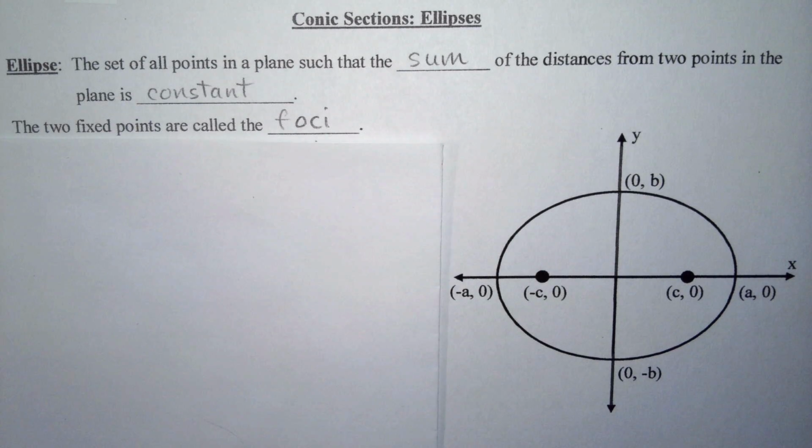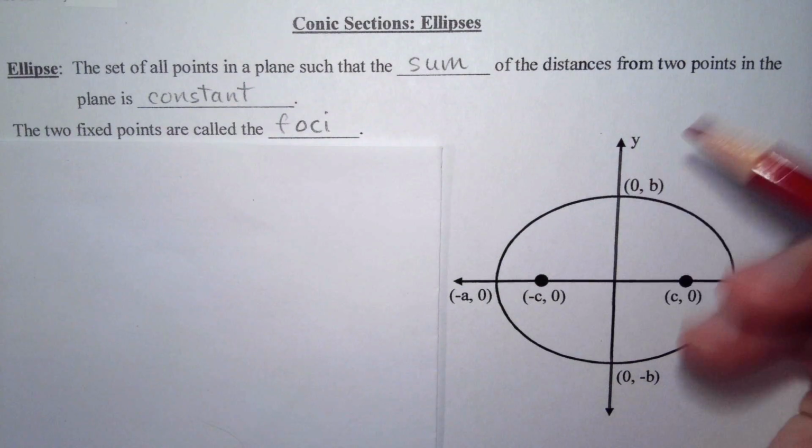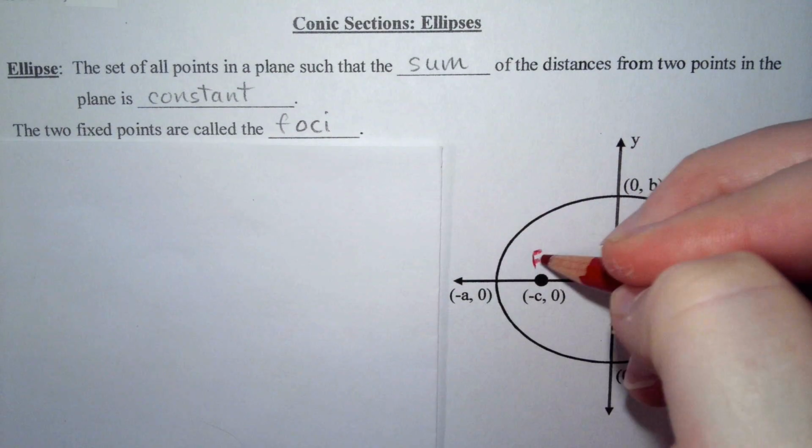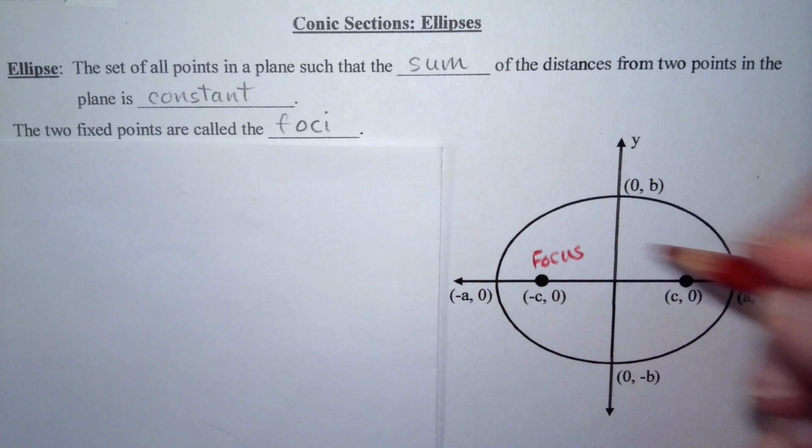This video is an introduction to an ellipse. An ellipse is defined as the set of all points in a plane such that the sum of the distances from the 2 points in the plane is constant. And these 2 fixed points are called foci. So the foci here are at negative c, 0 and c, 0. If you just have one of them, we call that a focus.